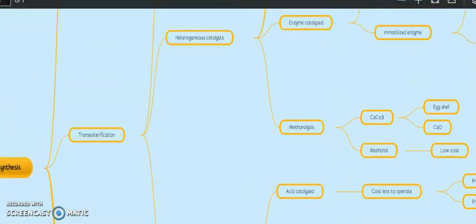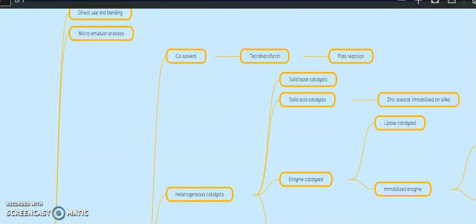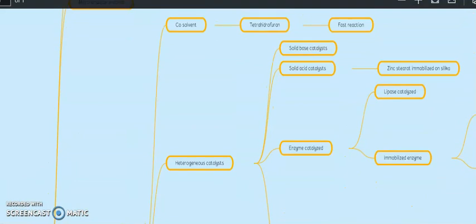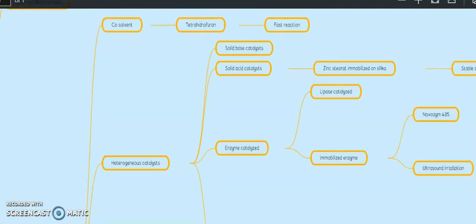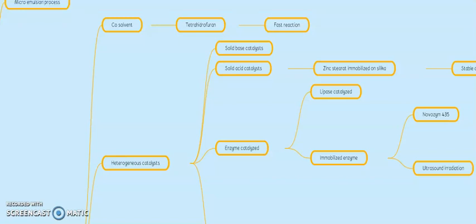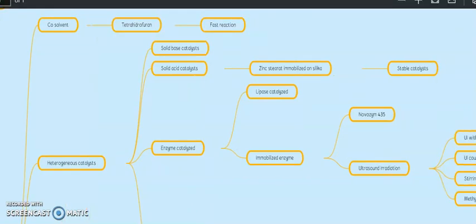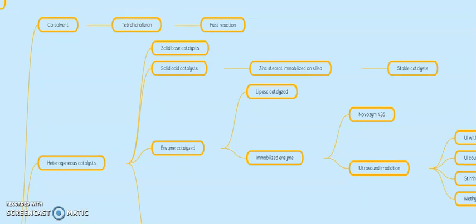And after that, the other method is transesterification. In transesterification, we also use a co-solvent. An example of a co-solvent is tetrahydrofuran, which is good for the biodiesel process because it makes the process really fast.